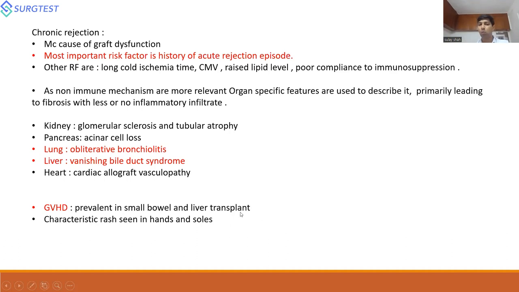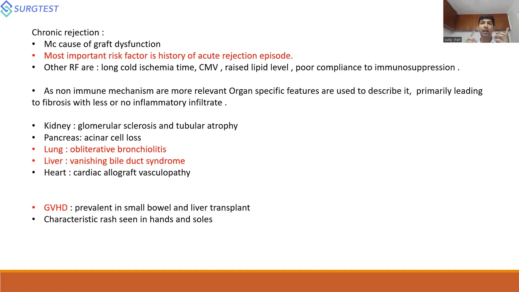It is prevalent in small bowel and liver transplant. So can someone tell me, out of these two, in which organ is GVHD, that is graft versus host disease, more common, and why? Small bowel or liver. These are the two organs in which it is common. Skin manifestations are seen in GVHD. It is seen in small bowel transplant more commonly and liver second most common.